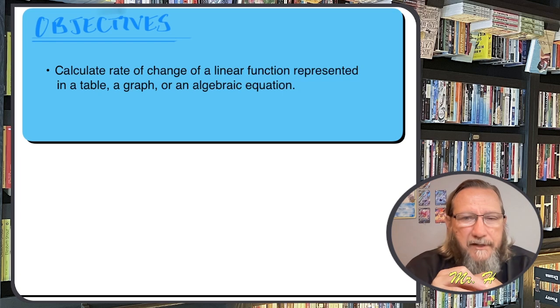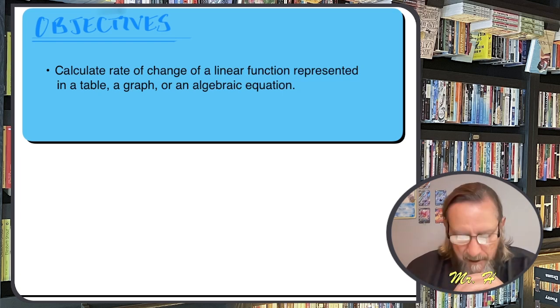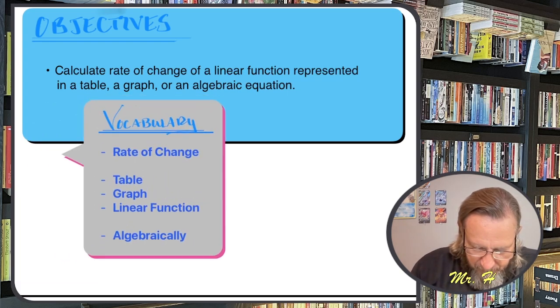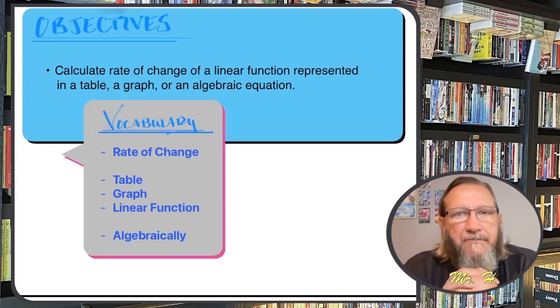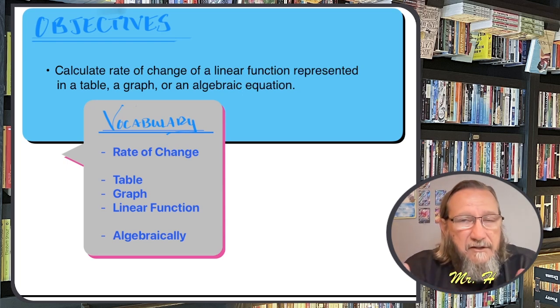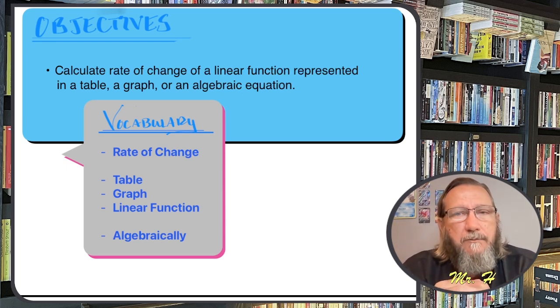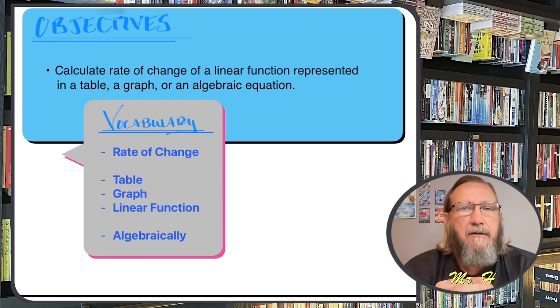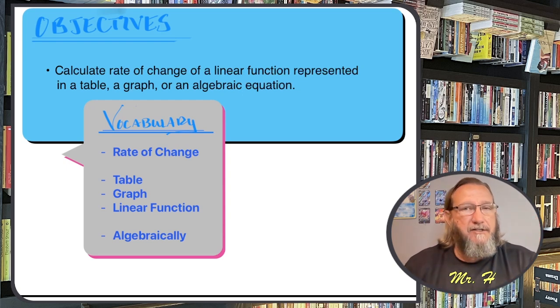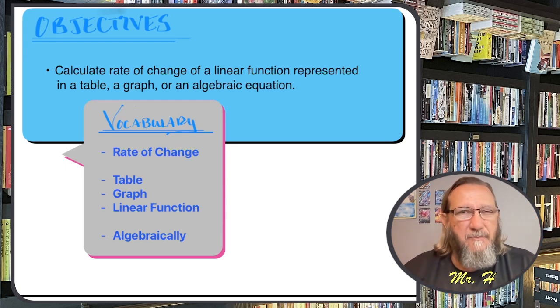Now, before we dive into that, let's take a look at some vocabulary just to make sure that we all have a good common understanding of the terminology that we're going to have. So you see the terminology here. First one is obviously the rate of change. What we're going to be doing is comparing two quantities together: how much quantity 1 changes relative to quantity 2. It's going to be a ratio. It's going to be a fraction.